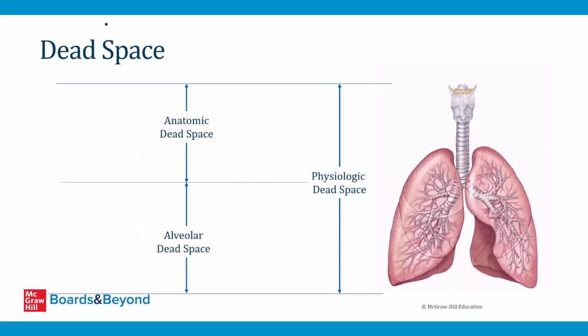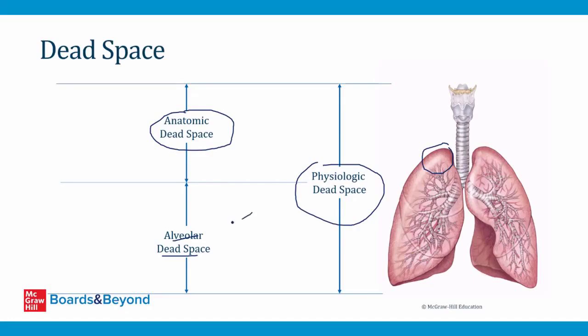So just to make this very clear, let's look at this drawing here. So anatomic dead space is relatively fixed, but alveolar dead space can go up or down in disease states. Even in healthy lungs, there's some alveolar dead space, especially around the apex of the lungs, but the amount of alveolar dead space can go up if you have a disease process that renders some alveoli unable to conduct gas exchange. And then the total dead space we call the physiologic dead space.